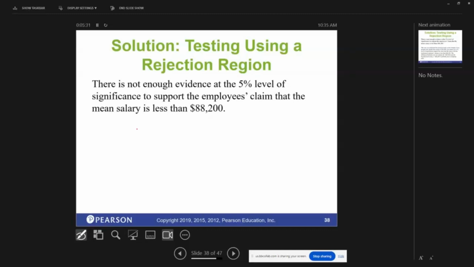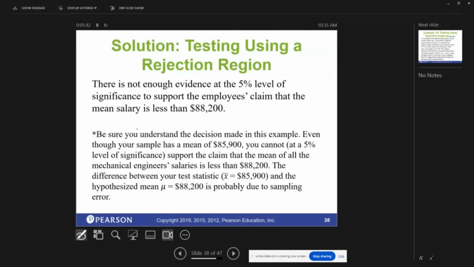So that means there is not enough evidence at the 5% level of significance to support the employee's claim that the mean salary is less than 88,200. Now, make sure that you understand this decision: even though your sample has a mean of 85,900, you cannot, at a 5% level of significance, support the claim that the mean of all the mechanical engineer salaries is less than 88,200. The difference between your test statistic and the hypothesized mean is probably just due to a sampling error.